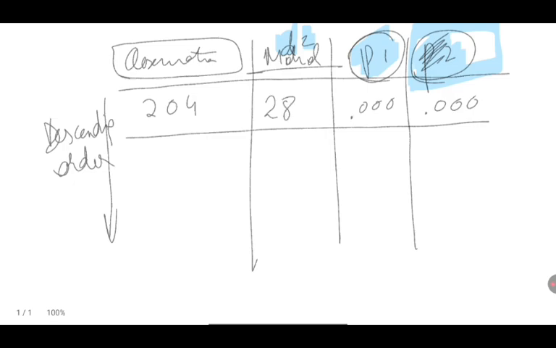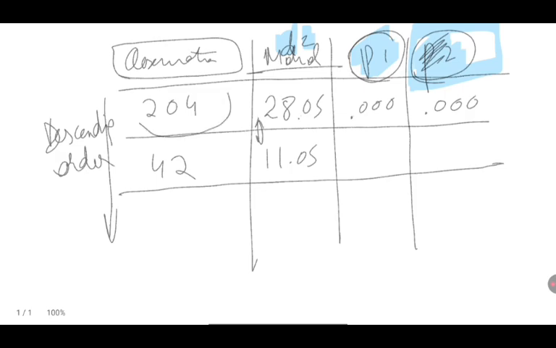So in case this is 228, right? 28 point something. And then the next distance is, say, observation number 42. The distance is 11. Okay. So here you see a big gap. So this observation 204 might be an outlier. You need to check it because the P2 value is less than 0.001, that is, the probability is less than 0.001.